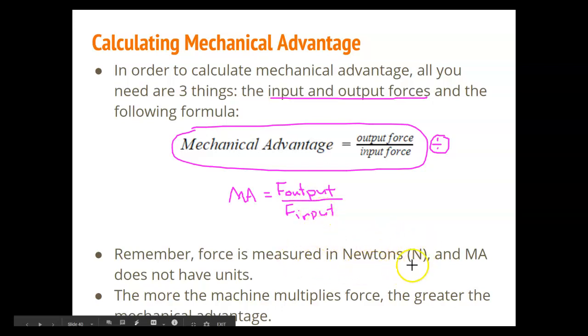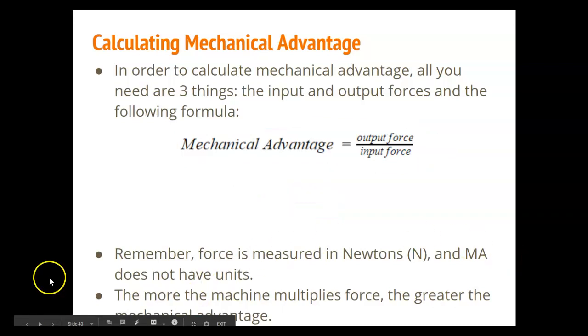Force, remember please, is measured in newtons, which is capital N, and mechanical advantage doesn't actually end up having units. Remember, we're dealing with just a ratio here, and ratios don't have units. Now the last bit is right at the bottom there. The more the machine multiplies the force, the greater its mechanical advantage. And so we're going to find that the big mechanical advantages that we have on objects are a result of the multiplication of force that that machine does on the object.